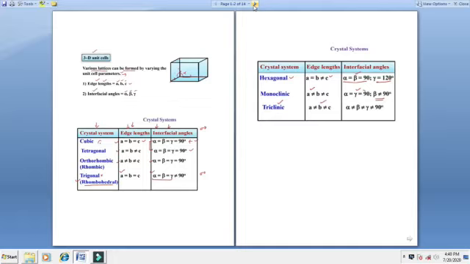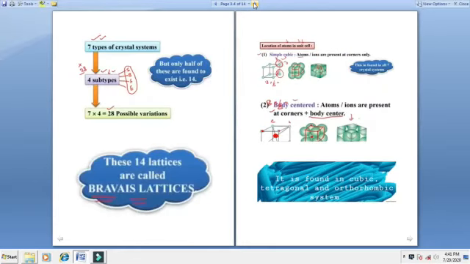In monoclinic crystal system, all the three sides are unequal. a is not equal to b, b is not equal to c. The two angles alpha and gamma are equal to 90 degrees, but beta is not equal to 90 degrees. And in triclinic system, a is not equal to b, b is not equal to c, and all the three angles are also unequal. Alpha is not equal to beta, which is not equal to gamma, and they are not equal to 90 degrees. So these are the 7 types of crystal systems.